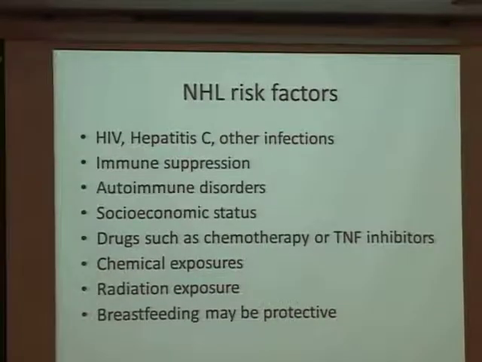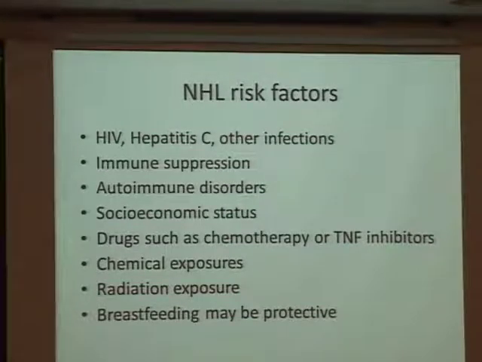Next slide. So how would you get non-Hodgkin's lymphoma? What sorts of things would put you at increased risk for non-Hodgkin's lymphoma? Certain types of infections, so HIV clearly puts you at high risk for lymphoma. Certain types of infections like hepatitis C will put you at higher risk for types of lymphoma. Immune suppression, so patients who've had organ transplants, you have to take drugs that suppress your immune system to keep your body from rejecting those organs. That puts you at increased risk for lymphoma. Autoimmune disorders, where your own immune system attacks parts of your body, actually also put you at increased risk for lymphoma. Interestingly, socioeconomic status is a risk for lymphoma. So people of higher socioeconomic status seem to get more of certain types of lymphoma.